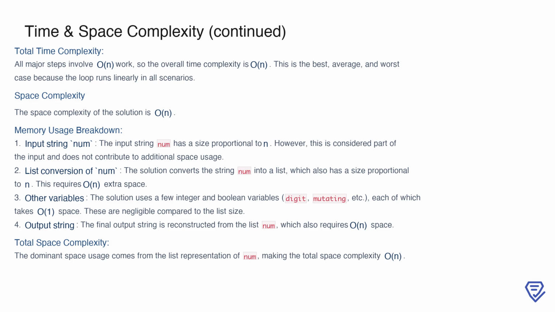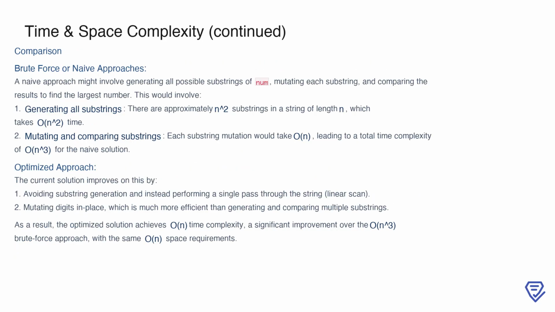To understand the efficiency of the optimized solution, let's compare it to a brute force or naive approach. A naive solution might involve generating all possible substrings of number, mutating each one, and comparing the results to find the largest number. Generating all substrings for a string of length n involves approximately n squared substrings, which would take O(n²) time. Then, for each substring, mutating and comparing would require O(n), making the total time complexity O(n³).